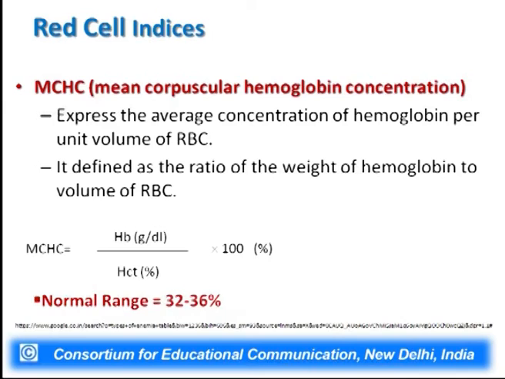Now this next one is called the mean corpuscular hemoglobin concentration, which expresses the average concentration of hemoglobin per unit volume of red blood cell. It is majorly defined as the ratio of the weight of hemoglobin to the volume of RBCs. It is calculated as the hemoglobin divided by the hematocrit times 100, and it is generally given as a percentage. The normal range is 32 to 36%.